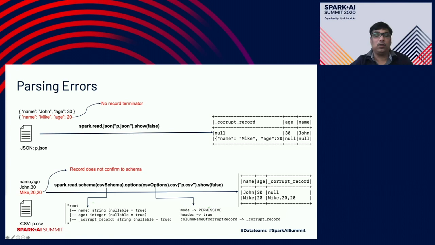So, actually we have two examples here. One is for JSON, one is for CSV. But the CSV case is actually a little more interesting because we need to pass some extra information to Spark, whereas the JSON case is pretty straightforward. So let's focus on the CSV case in the interest of time.